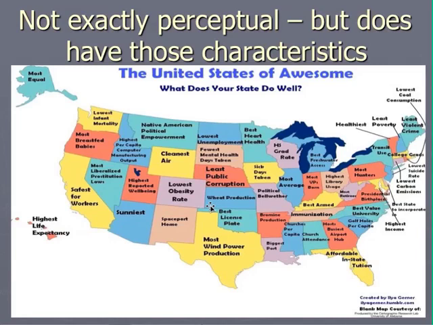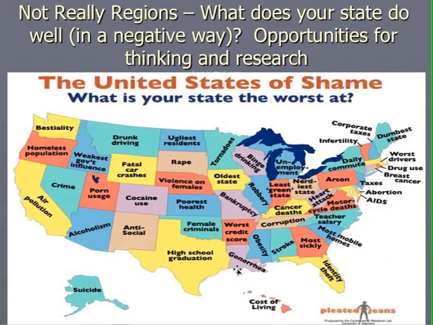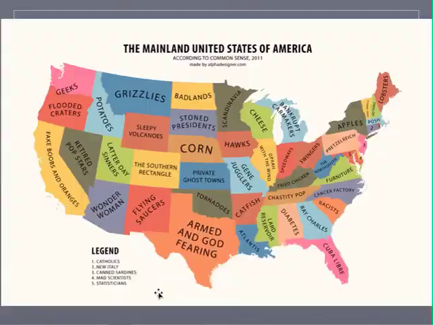All right, not exactly perceptual, but does have those characteristics. So what does your state do well? We do a lot of wind production. That's good. We should feel pretty proud about that. Unfortunately, what do we not do well? Oh, high school graduation. Looks like that won't be a problem for us, though, right? Won't be a problem for us at early college. All right, so just some more perceptual maps that are kind of interesting to look at.